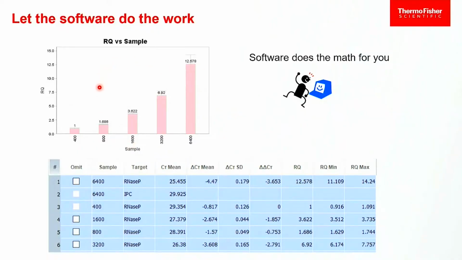It will plot it for you, but not everybody likes these plots. So if you like different software, you can pull it out. It also does the really hard part of giving you error bars. So we have RQ min and RQ max, meaning the lower bound and upper bound for your error bars.